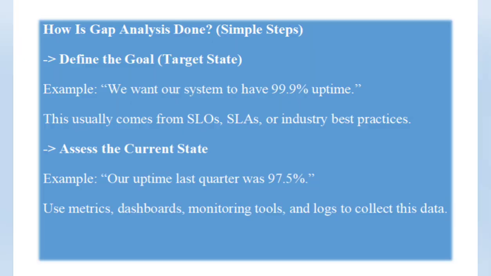Let's understand how gap analysis is done in simple steps. The first step would be defining the goal, the target state. For example, we want our system to have 99.9% uptime. This usually comes from the SLOs or SLAs or industry best practices. The second would be assessing the current state. For example, our uptime in the last quarter was 97.5%. So use metrics, dashboards, monitoring tools and logs to collect this data.